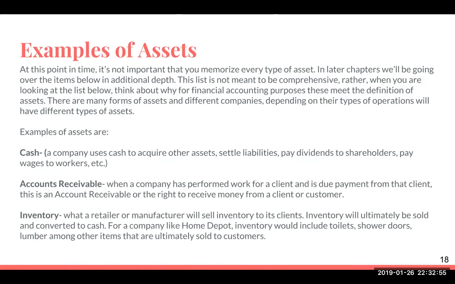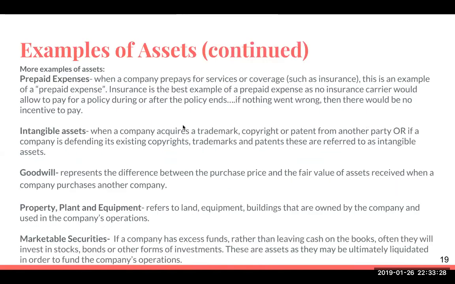Inventory. When a retailer or manufacturer sells inventory to its clients, inventory here is ultimately sold and converted to cash, and everybody has different types of inventory. For a company like Home Depot, inventory includes toilets, shower doors, lumber. If I am Forever 21, clothing is going to be in my inventory. If I'm Target, it might be household items. Again, it's really going to depend on the type of company.